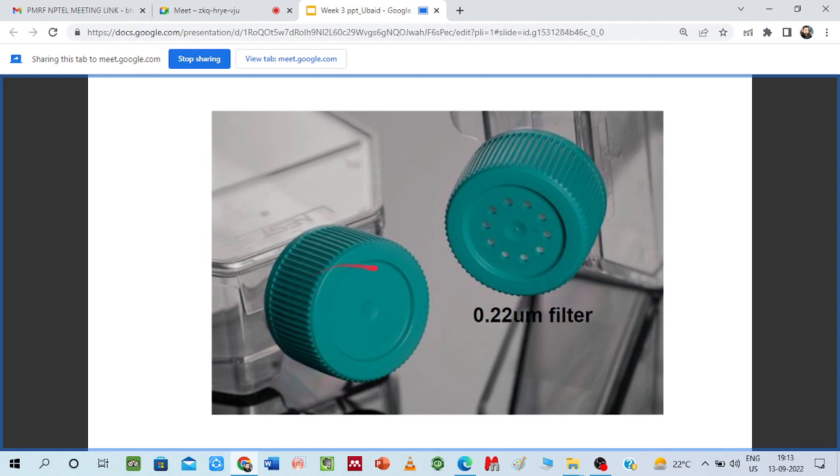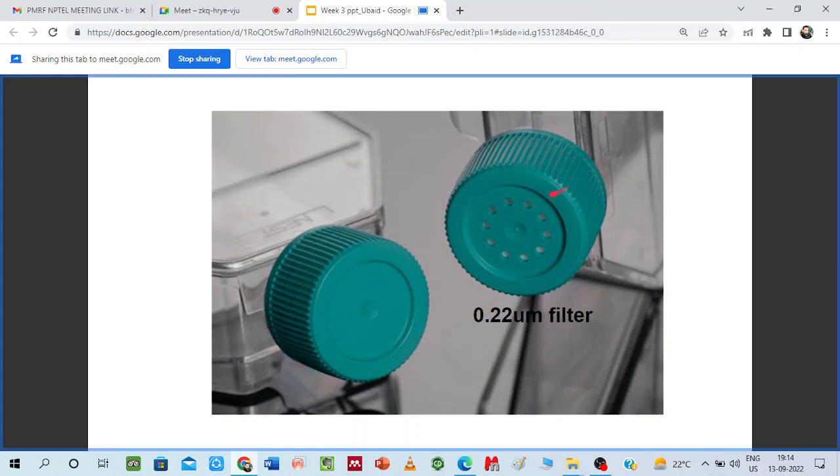There are two types of flasks. One is the non-vented flask, which does not have the filter or pores in the lid, and the other is one in which there is a vent in the lid. So both have their purpose. For example, if you want to transport the cells from one place to another, in that case, the flask with a closed non-vented lid is required.